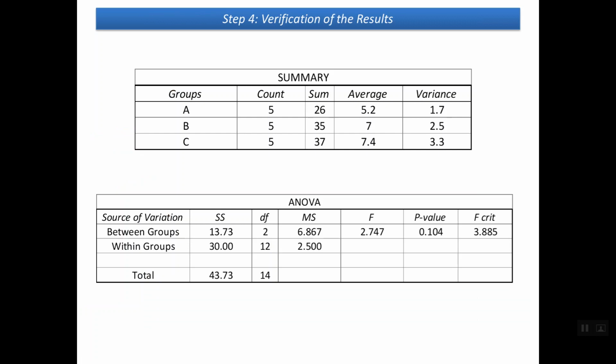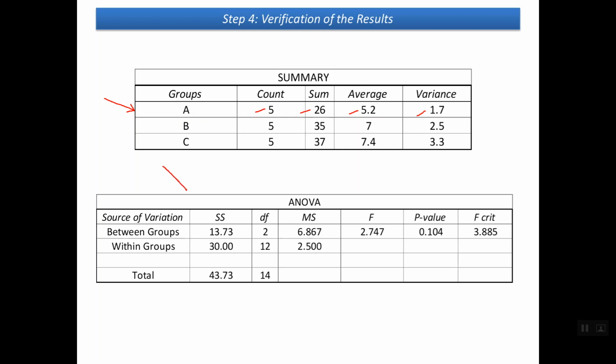The last step is to verify our results. The results in these two tables come from using Excel. In the top table we have some descriptive statistics for groups A, B, and C. For example, for group A, we have 5 observations. The sum of the observations is 26, so the average is 5.2, and the variance for group A is 1.7.